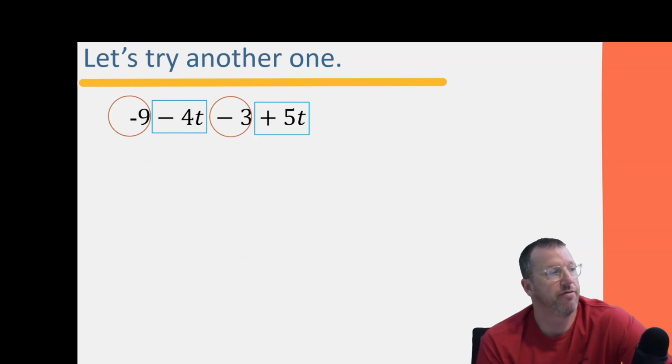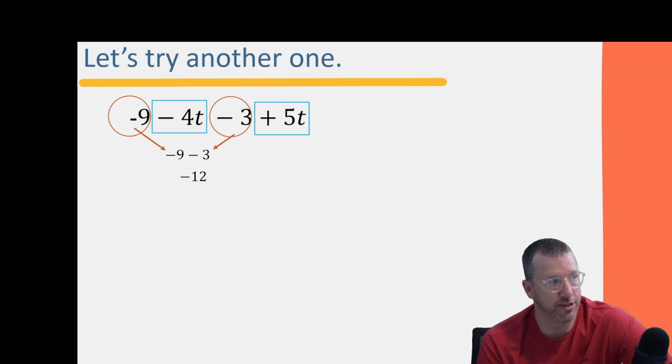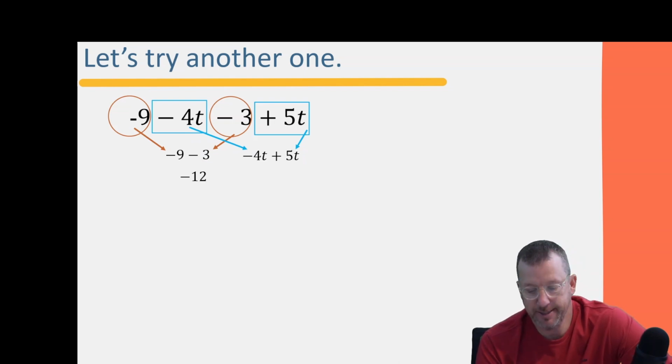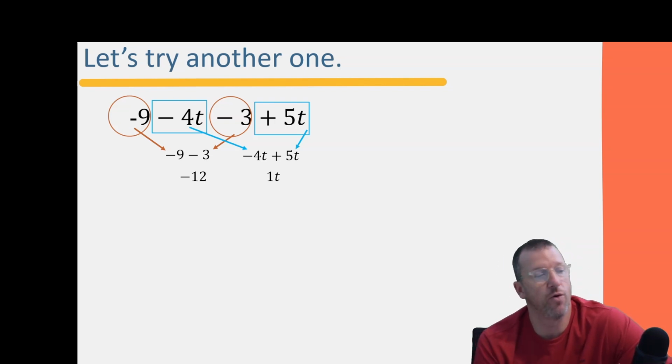And then we also have terms that don't have variables. So we have a negative 9 and a negative 3. Let's combine them. If I have negative 9 minus 3, what does that equal? Well, if I had already lost $9 and then I lose $3 more, now I've lost $12. And then if I have negative 4t plus 5t, I combine them, and that equals 1t. So if I have negative 4t's and I gain 5t's, now I have 1t.